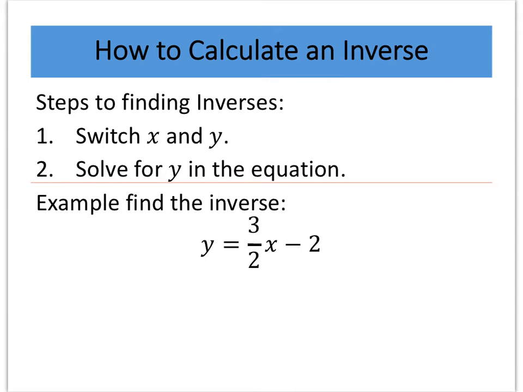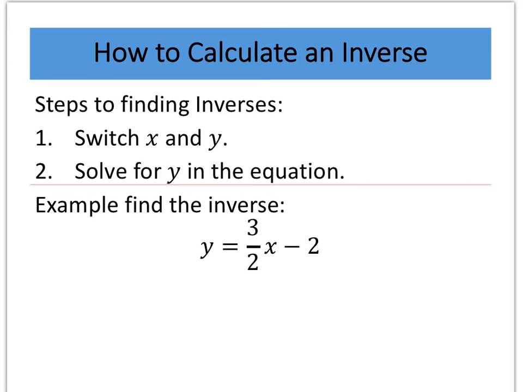So this is a linear function, and it's really important that we notice that it's a linear function. What I mean by that is there are no exponents. So it's y equals mx plus b, and we've got our m and our b, and those should really help us as we solve. So our step one is to switch the x and the y value. So I'm going to rewrite this: x equals 3 over 2 y minus 2, and then we have to solve for y.